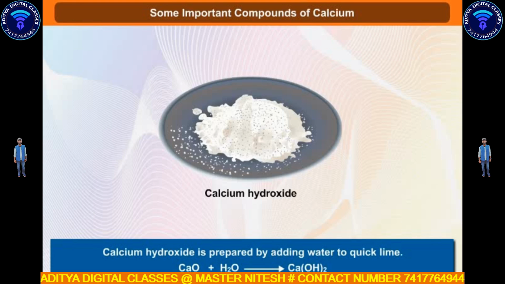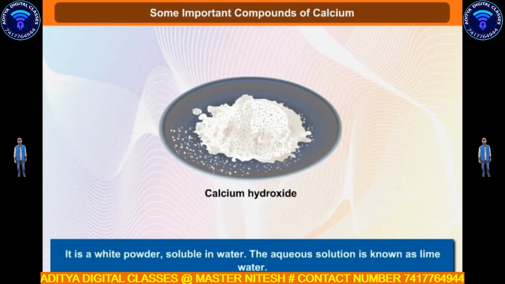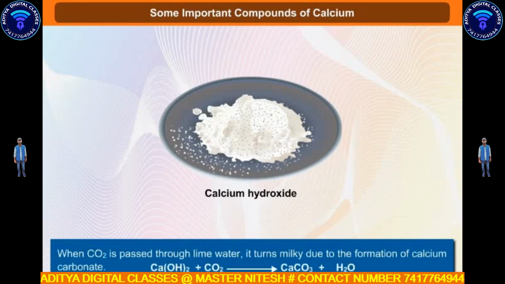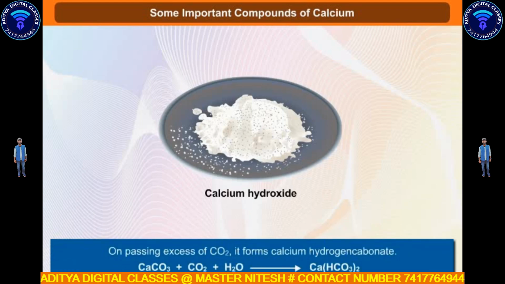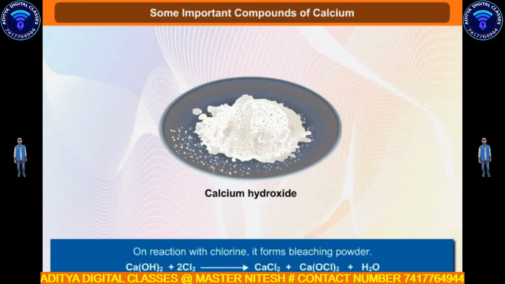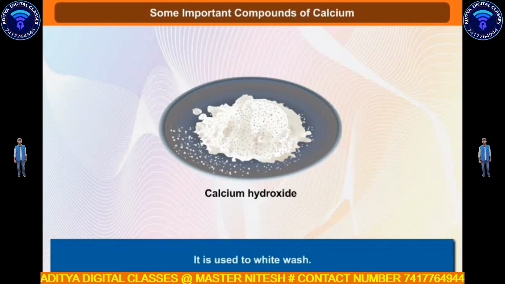Calcium hydroxide is prepared by adding water to quicklime. It is a white powder soluble in water. The aqueous solution is known as lime water. When CO2 is passed through lime water, it turns milky due to the formation of calcium carbonate. On passing excess of carbon dioxide, it forms calcium hydrogen carbonate. On reaction with chlorine, it forms bleaching powder. It is used to whitewash. It is used in glass making.